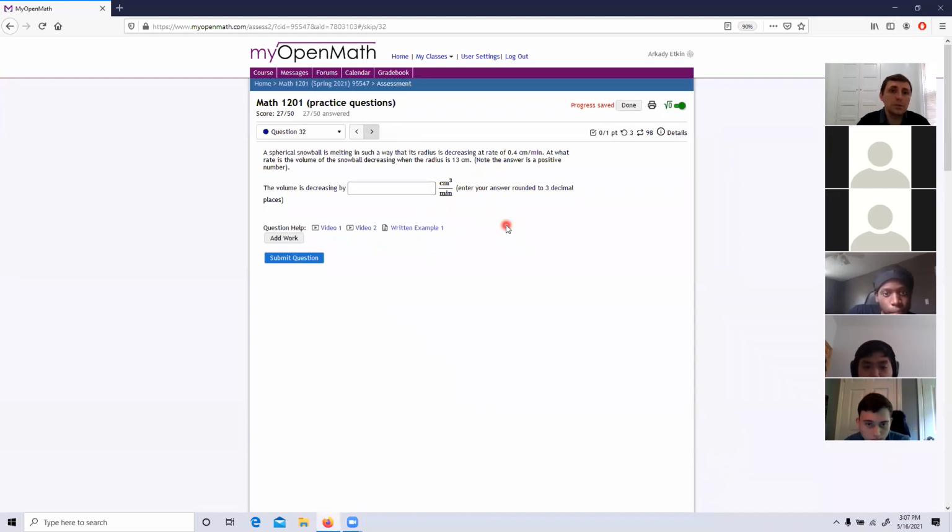All right, here is another one. A spherical snowball is melting in such a way that its radius is decreasing at a rate of 0.4 centimeters per minute. At what rate is the volume of the snowball decreasing when the radius is 13 centimeters? So all you have to do, guys, is use the formula for the volume of a sphere. It's 4 over 3 pi r cubed.